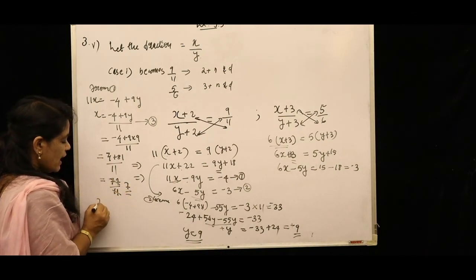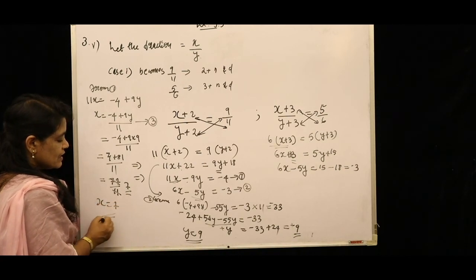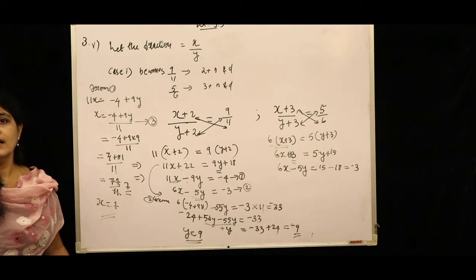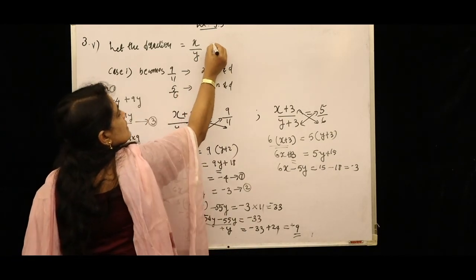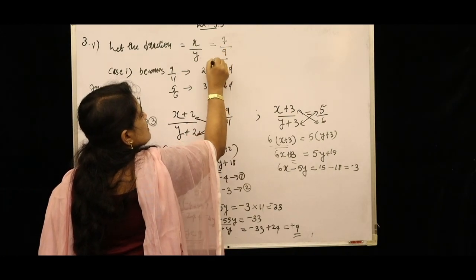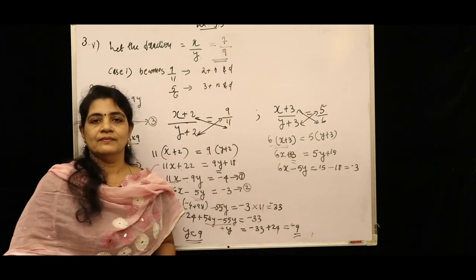So we have x is equal to 7. That is, numerator is 7, denominator is 9. So what is the required fraction? 7 divided by 9. This is the required fraction.